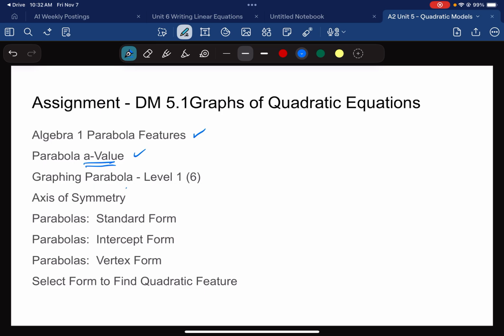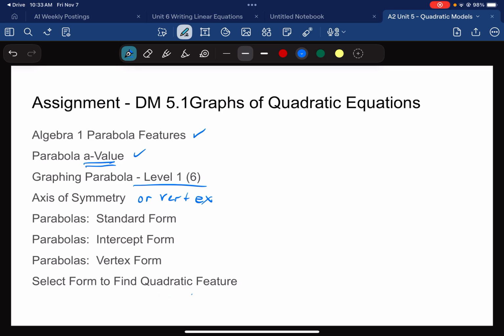Here's standard form graphing. This one's going to ask you for the axis of symmetry or the vertex. So you're looking for the x-coordinate first. If it's axis of symmetry, it's just x equals that number. But if it's the vertex, you'll plug it back in and get the y value to go with that. Vertex, there we go. And then there's the three parabola forms that we graphed.